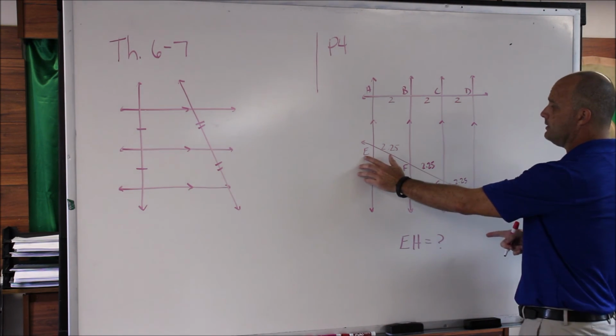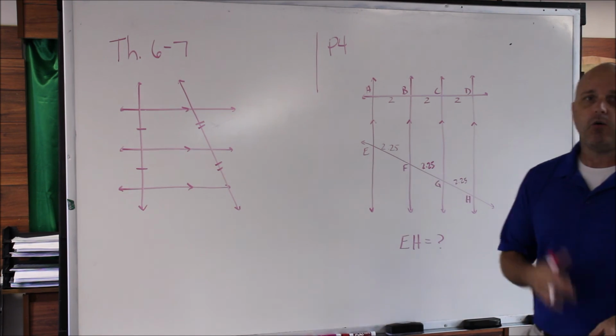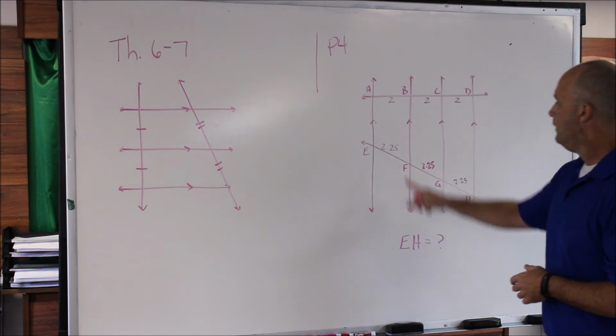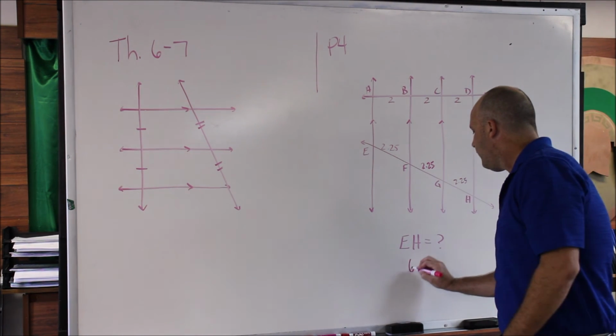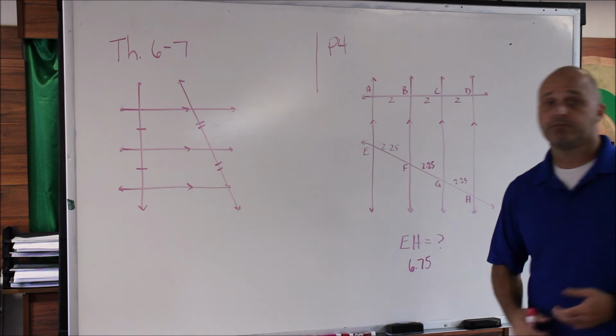So if we want to know the distance between E and H, all we have to do is add up those 3 lengths. 2.25 plus 2.25 plus 2.25, and that's going to give us the length of 6.75.